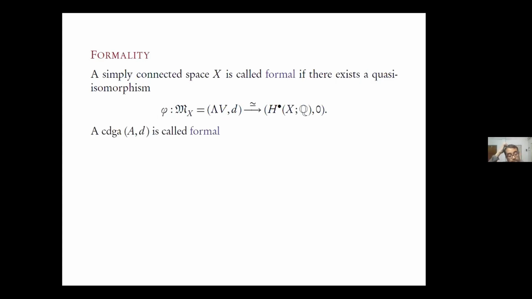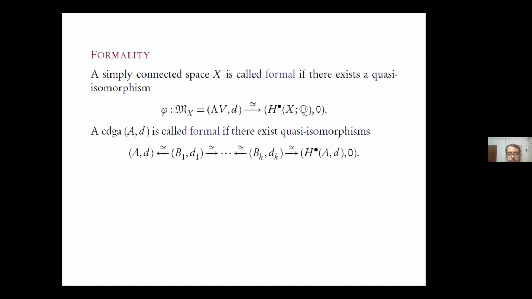So we can actually have a counterpart definition of this in the context of algebras, and they're actually in some sense the same. So given a CDGA (A, d), I'm going to call (A, d) formal if there exist quasi-isomorphisms of the following form. Each of these are CDGAs. So I have (A, d) here, and I have this over here.